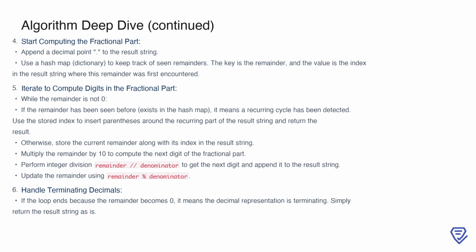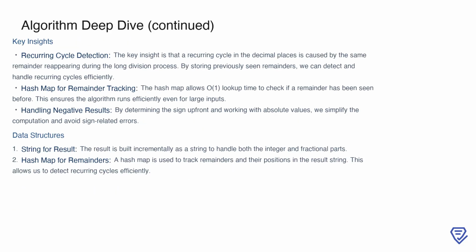Then, we multiply the remainder by 10 to compute the next digit in the fractional part. By performing integer division with this new value, we get the next digit and append it to the result string. Finally, we update the remainder using the modulo operation, and the process repeats until we either detect a cycle or the remainder becomes 0. The core insight behind this algorithm is understanding that recurring cycles in the decimal representation occur when the same remainder reappears during the long division process.